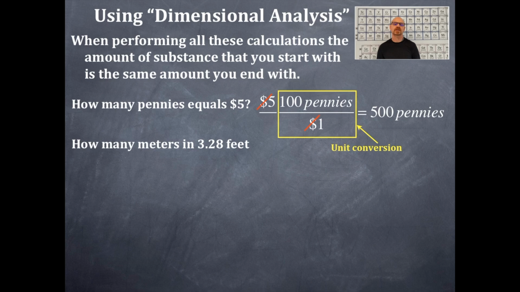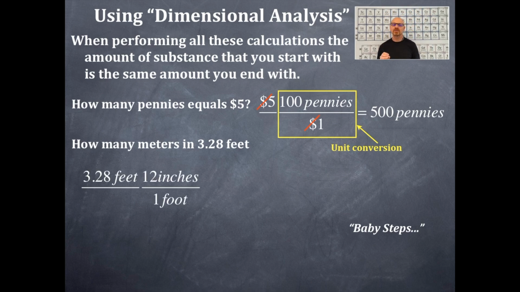It says how many meters in 3.28 feet. So we're going to start with feet, and then we're going to go from feet to inches, then from inches to centimeters, then from centimeters to meters. So that's why we're going to take baby steps. This is coming from a movie. You just take one step at a time, the next step, the next step, the next step, and little tiny baby steps. So here we go.